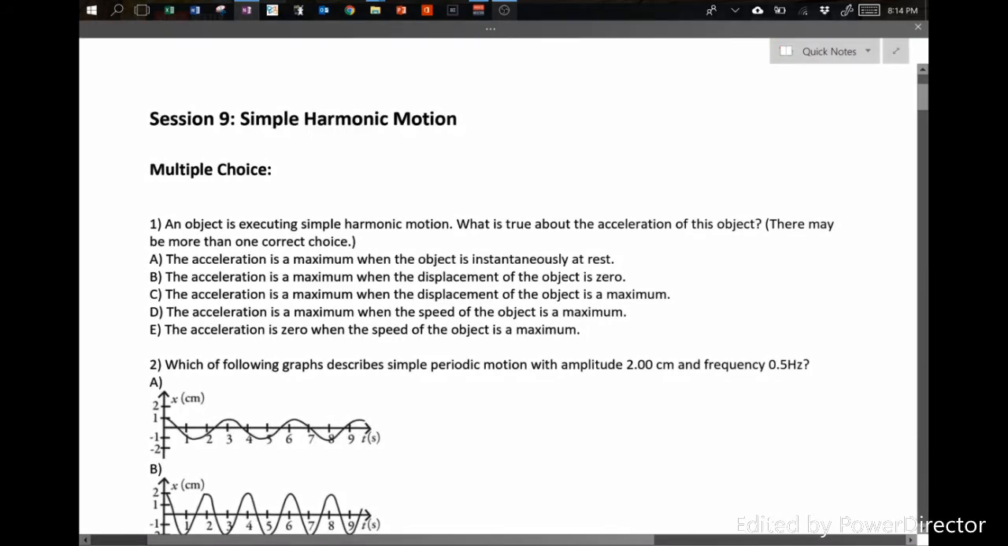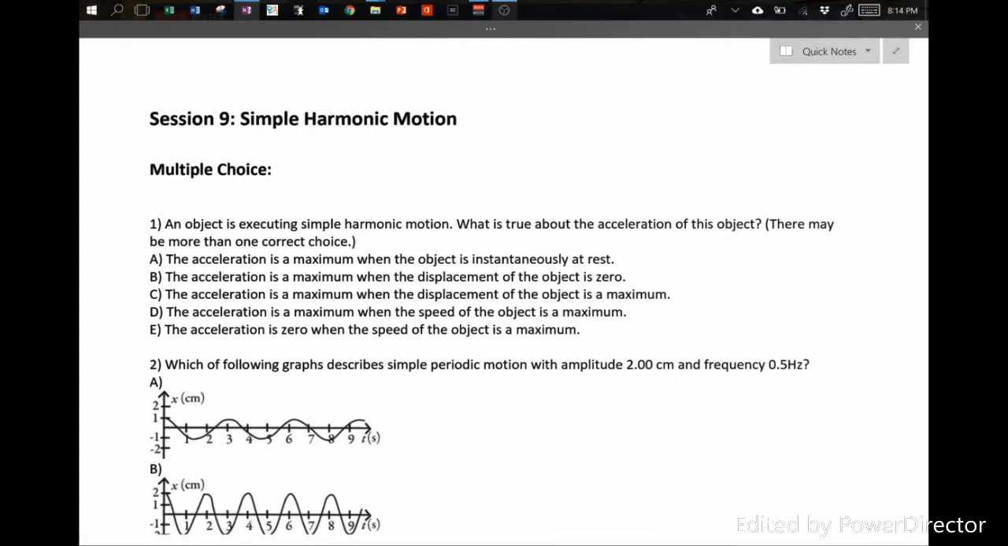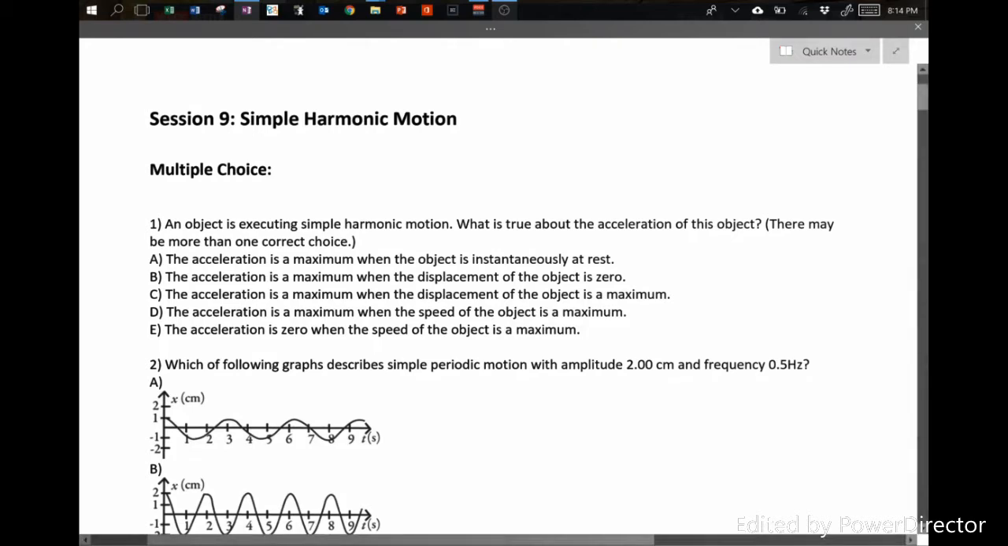All right, this is our 9th session on simple harmonic motion. Just like we've been doing, we're going to start with the multiple choice. Go ahead and read through and try to answer the multiple choice. After you've done that, hit play on the video and I'll explain it.